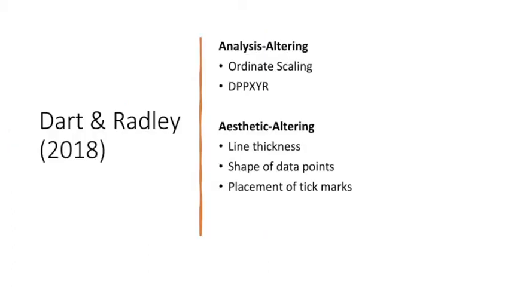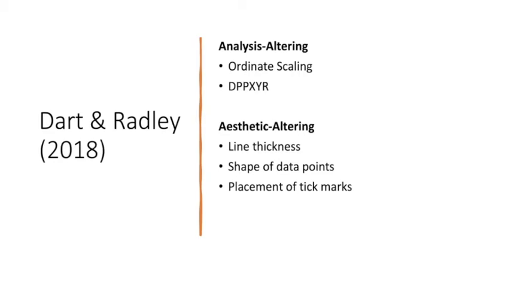So when we think about graph features, Dart and Radley have a really great paper that I'll include on the reference slide. And they basically lay out a schema in which we can think about graphical elements. And they've categorized them as analysis altering or aesthetic altering. Analysis altering elements are those that, when manipulated, would impact a visual analyst's decision about a functional relation being present and then the magnitude of the treatment effect.